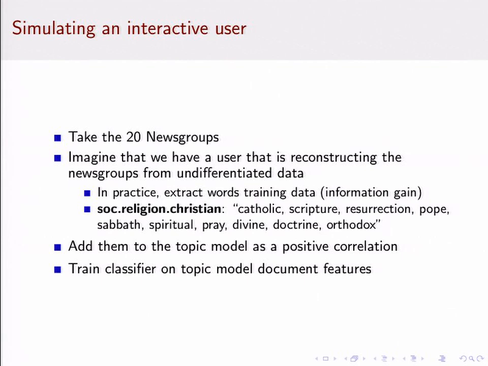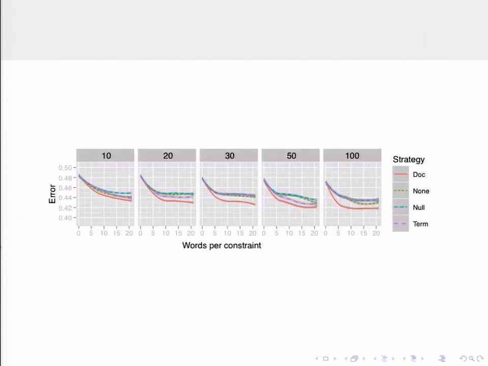After that, we're going to train a classifier on the topic model document features in order to predict the category of each document. The idea here is that if the model is doing a better job of capturing the underlying topics as expressed by these constraints, the classification accuracy will be better. We're actually going to measure the error, so the error will be lower. And this is what that looks like.